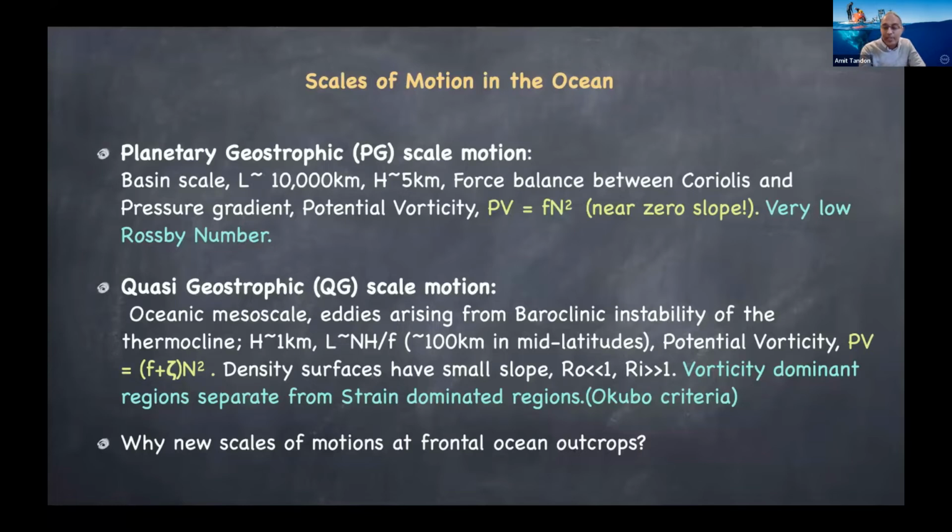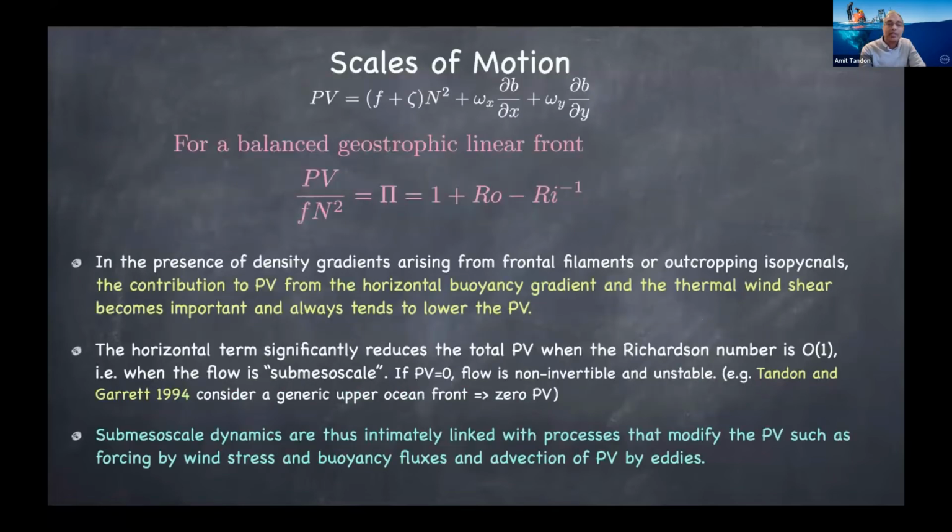What happens as we start going to the next smaller scales is very interesting. In the presence of density gradients, which can now come in near fronts or filaments, the isopycnals are no longer flat. They can now come up and outcrop near the surface of the ocean. So the density slopes are no longer small, and you can't do the same kinds of expansions that you could do for mesoscale dynamics or the QG dynamics, the quasi-geostrophic dynamics.